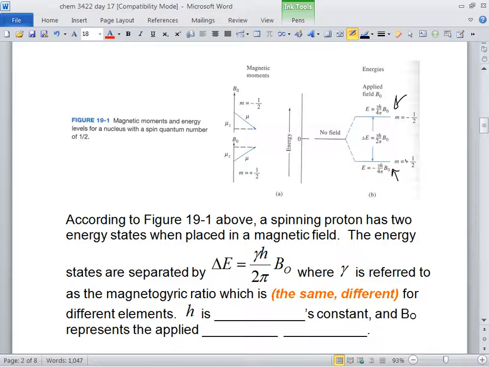What would you guess? Different. Yeah, good guess. Right? Because you have different elements. They should have different magnetic strengths, right? Different charges and whatnot. So that would make sense.